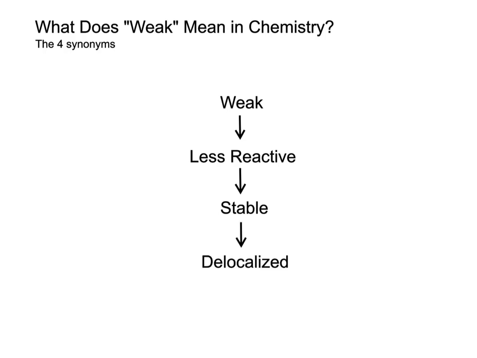Our final synonym here is delocalized. Since we'll be analyzing bases for most of this video, let's think about what a base is. A base has a lone pair or a pi bond or a negative charge. Now, if we can delocalize that region of electron density, and by that I mean spread it out across a much larger area in the molecule, that means we're going to weaken that charge by spreading it out. That's what we mean by delocalized. So, weak in chemistry means less reactive, stable, or delocalized.